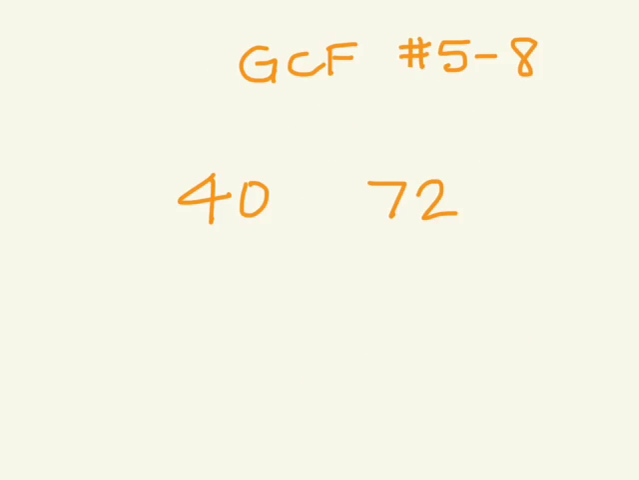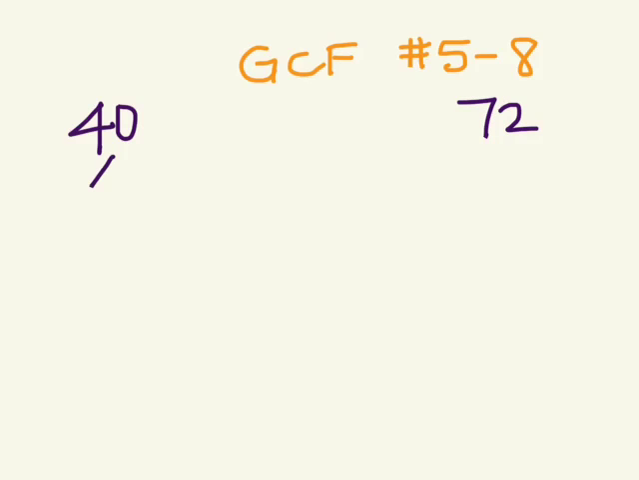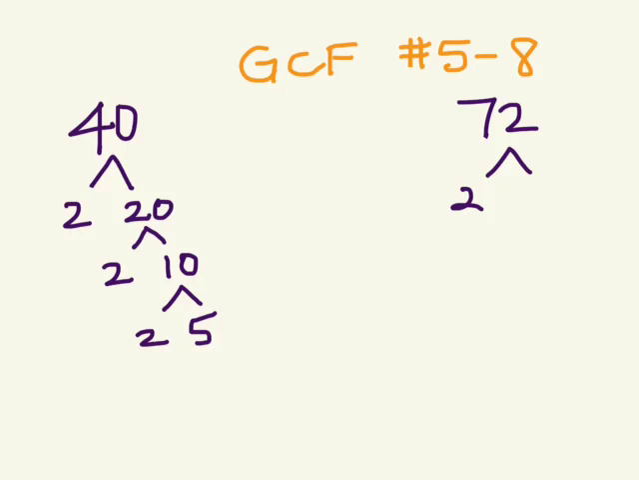All right, find the GCF of these two numbers. Got to prime factor both of them. So let's do this. Well, I'm going to erase them. Let's go 40 over here and 72 over here. 40, smallest prime number is 2 and 20, 2 and 10, 2 and 5. All right, same thing with this. We go 2. 2 goes into 72, 36 times there. 2 again, that's 18. 2 and 9.